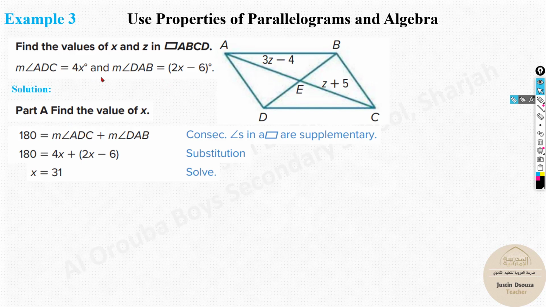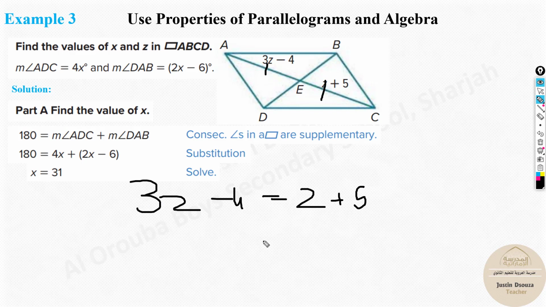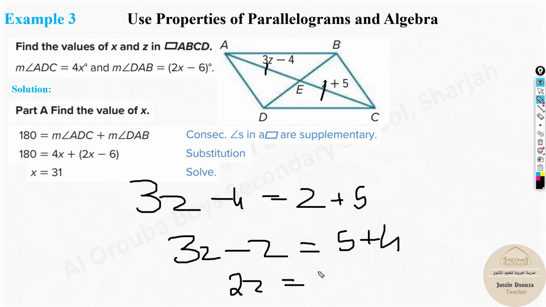We have over here the AE and EC. Now we should know that this is bisecting, right? These both are equal. So we can tell 3z minus 4 is equal to z plus 5. So what happens? The z goes to the other side, will be 3z minus z equals minus 4 to the other side will be 5 plus 4. 3z minus z is 2z equals 9.